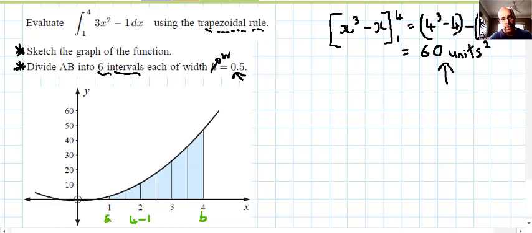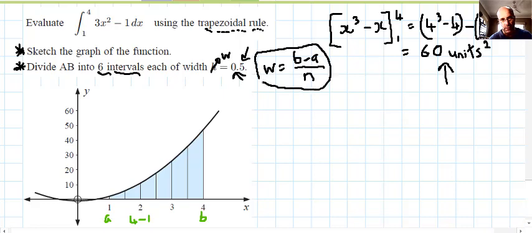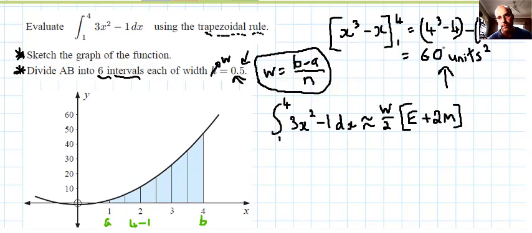So to get the strip width, w, if they didn't tell you to use 0.5, you would go B minus A over the number of strips, which is N. So it might be handy to copy that down. It's just from a bit of direct reasoning. So B minus A over N will give you the strip width. It's up to you a lot of the time to determine that yourself. Okay, so I've written down my formula.